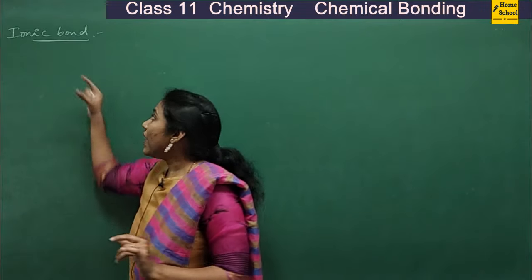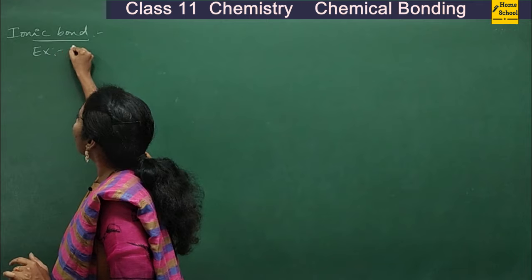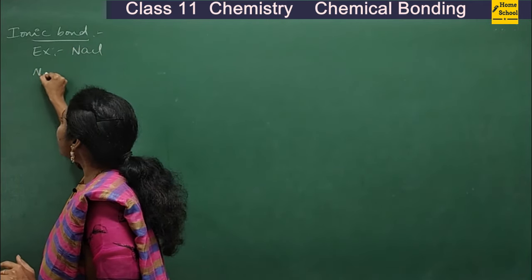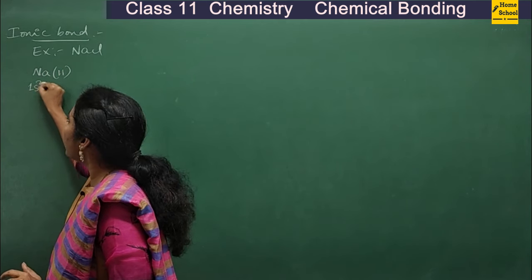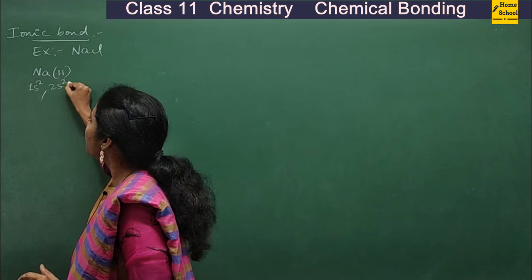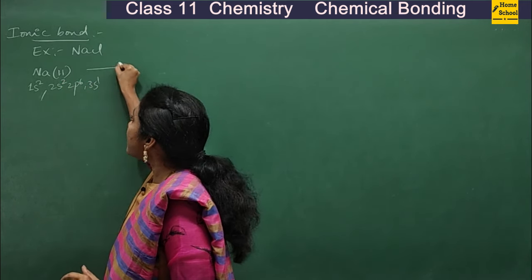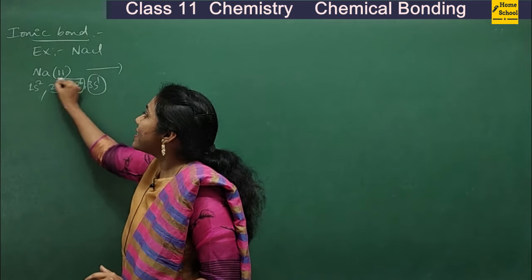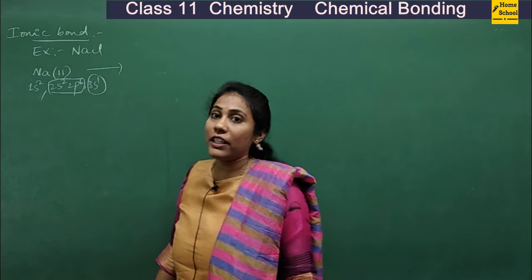See guys, for ionic bond, let us take an example of the formation of NaCl, right? If you see Na, its atomic number is 11. If I have to write its electronic configuration, it is 1s2, 2s2, 2p6, 3s1, right? This sodium, if it can lose this one electron, gets 8 electrons in its last shell, that means a stable electronic configuration.